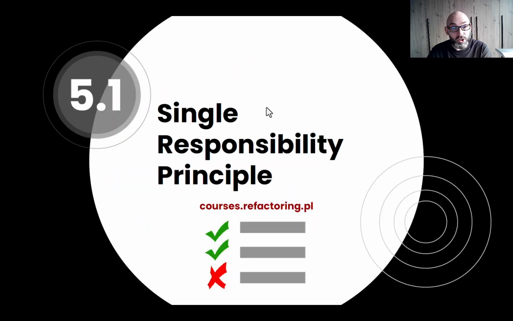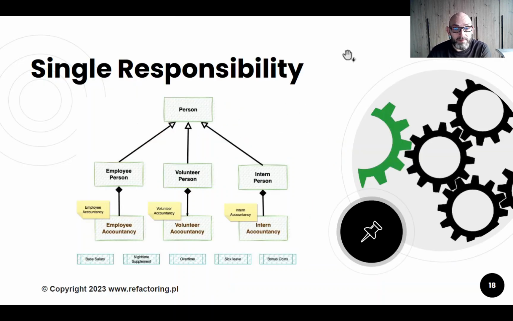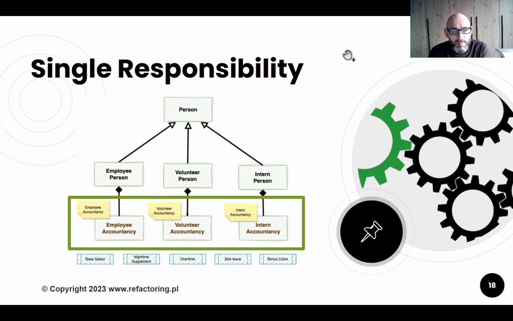The transformation from inheritance into delegation will consist of 3 general steps. The first step is to apply the single responsibility principle. Have a look at the bottom. I will introduce 3 classes that are going to deal with accountancy logic: employee accountancy, volunteer accountancy, and intern accountancy.